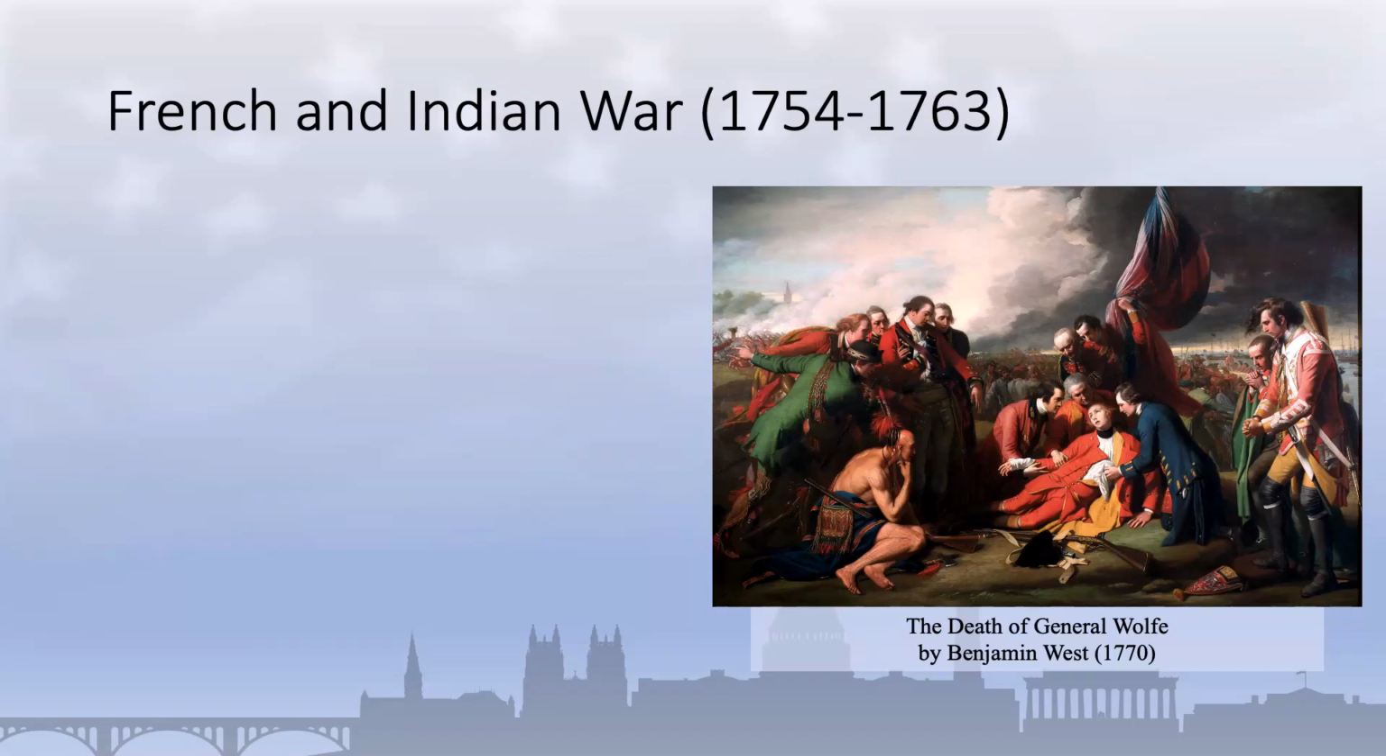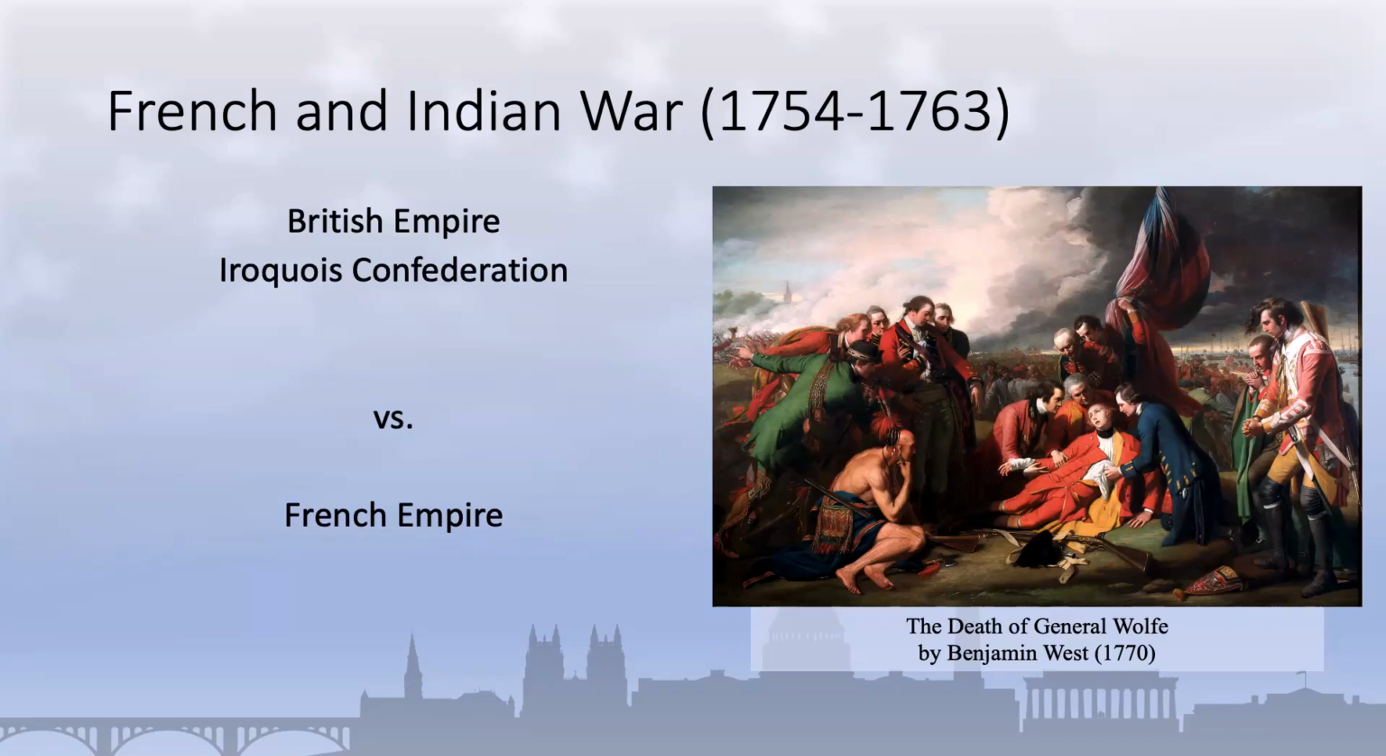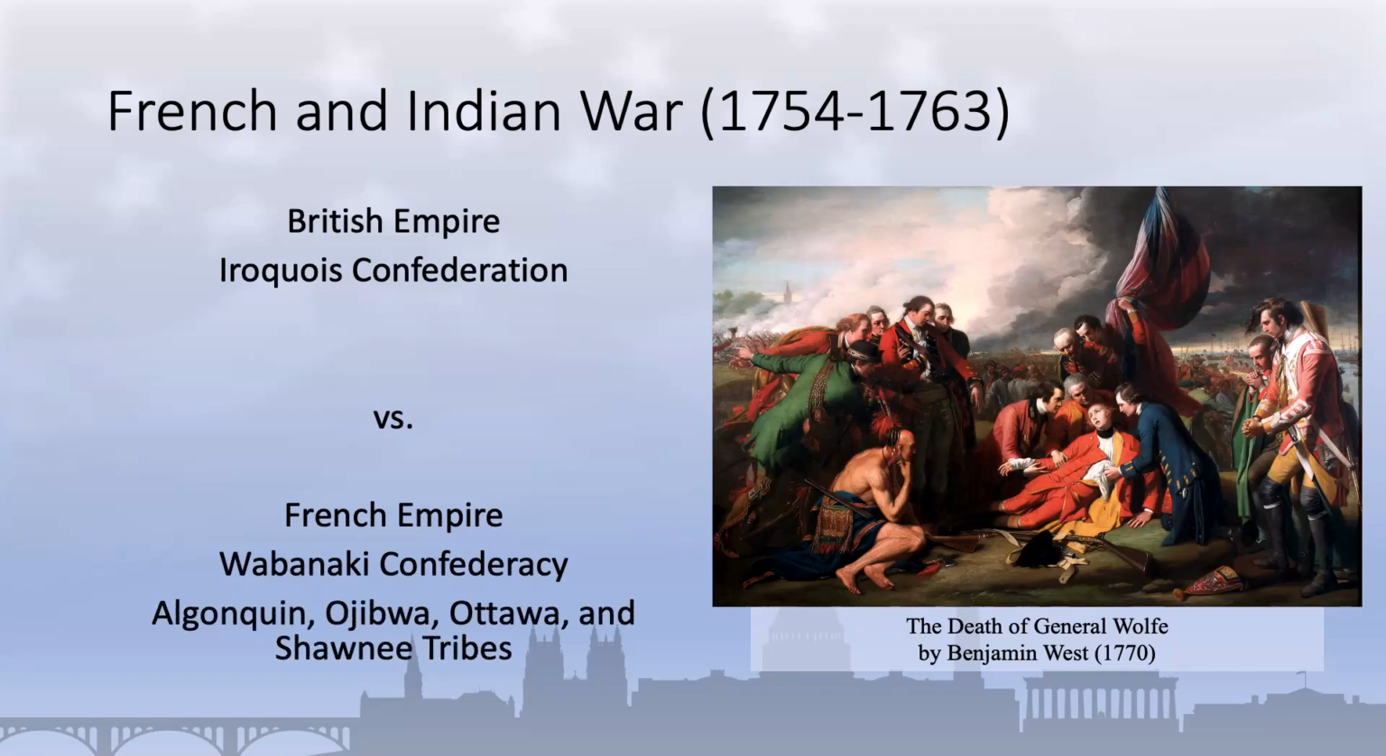The French and Indian War pit the British Empire against the French Empire, with each side drawing on Native American allies in their fighting. More specifically, the British were allied with the Iroquois Confederation, while the French drew support from the Wabanaki Confederacy, the Algonquin, Ojibwa, Ottawa, and Shawnee, among others. The Cherokee initially fought alongside the British, but that relationship broke down, leading to the Anglo-Cherokee War.